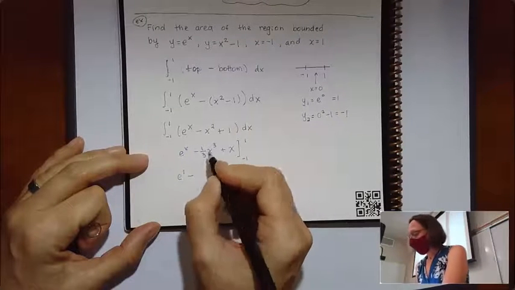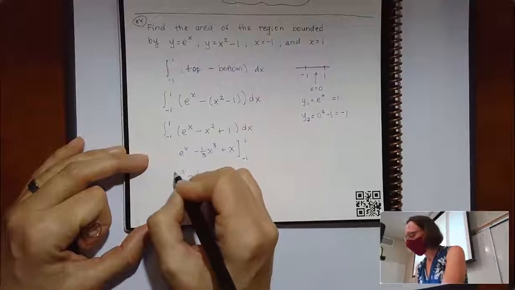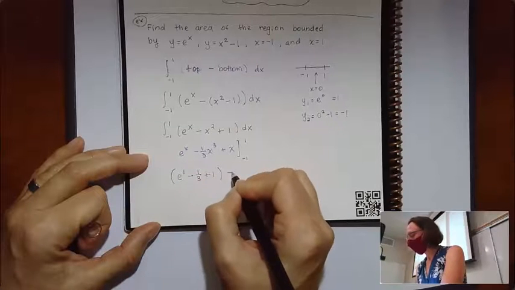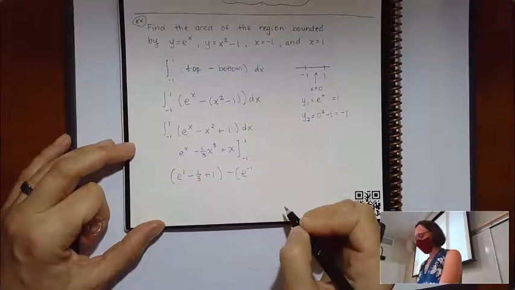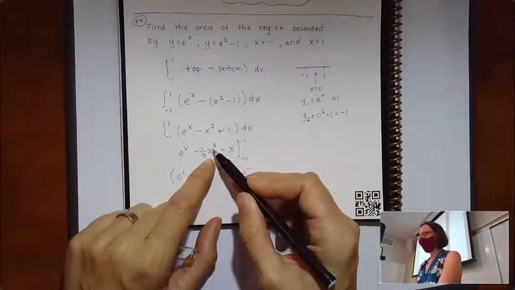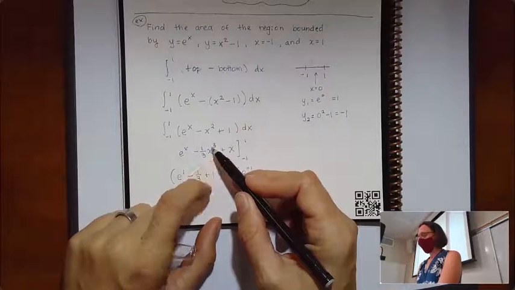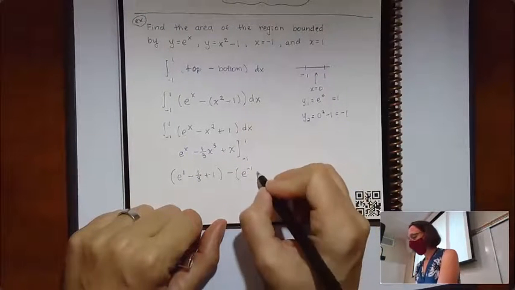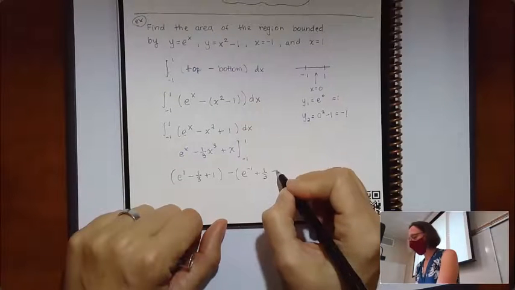minus, I can do 1 cubed in my head. That'll be 1. So I'll just have 1/3 plus 1. And that whole thing, I'm now subtracting off e to the negative 1. I'll be careful here. Negative 1 cubed is a negative. But then I've got that minus sign there. So that'll be a plus 1/3 and then minus 1.